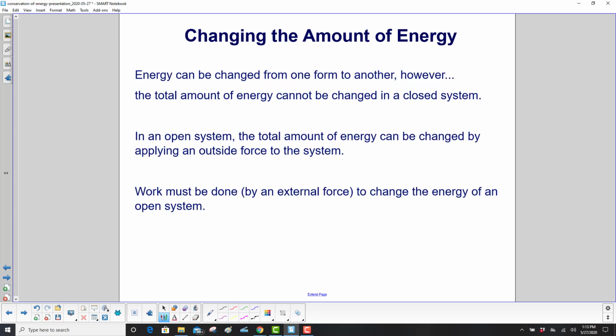Energy can be changed from one form to another, like kinetic to gravitational potential energy or vice versa. However, the total amount of energy cannot be changed in a closed system. In an open system, the total amount of energy can be changed by applying an outside force to the open system. Work must be done by the external force to change the energy of an open system. Open system, external force has to do work.